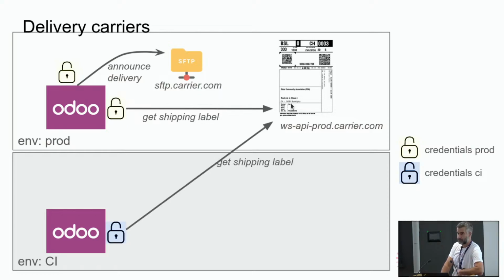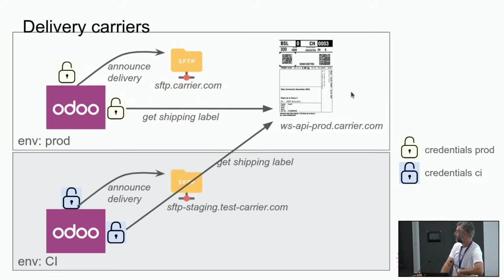You may want this one. It's something really common in the transport industry. Sometimes you want the CI to fetch real labels, or the developer setup to fetch real labels to see that the label is good, the address is confirmed, or other things. And then you want to announce the delivery to another service. And this one is really important because if you don't do it, all the boxes will not find their way to the final client. So it's quite different than before because you want credentials in the CI environment, but real ones.